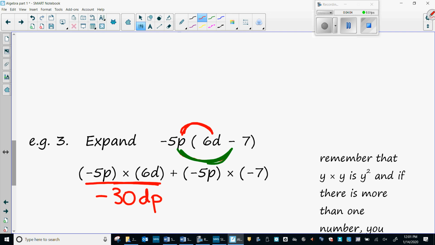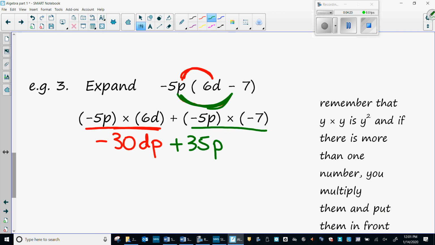So just be careful here. We've got negative 5p multiplied by negative 7. Negative times negative, so it's going to be plus 35p.